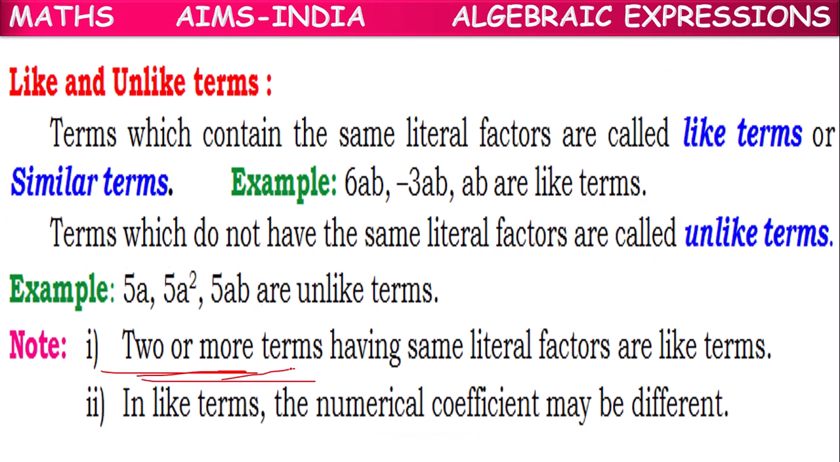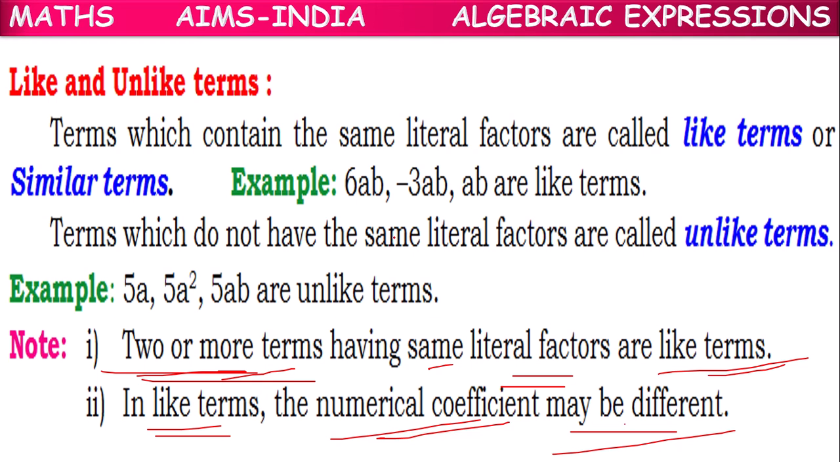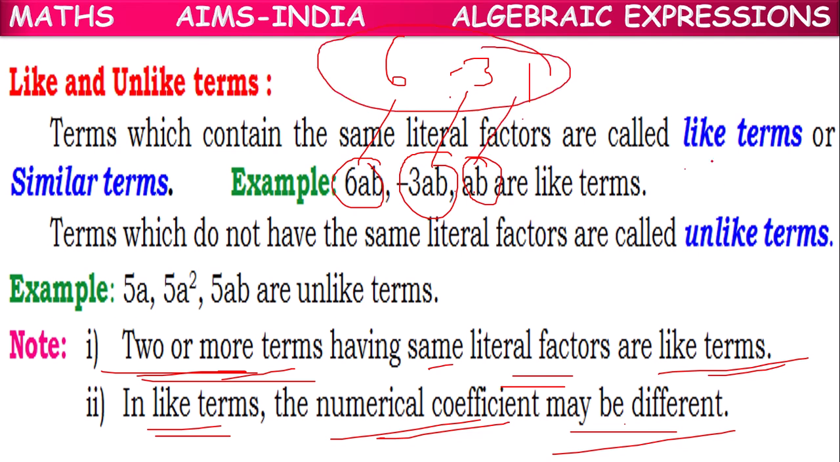So 2 or more terms having the same literal factors are like terms. In like terms, the numerical coefficient may be different. In 6ab, the numerical coefficient is 6. In minus 3ab, minus 3. In ab, there is no numerical coefficient, means we can take it as 1. There is no compulsion that they should be the same. Only the literal factors need to be the same, not the coefficients.